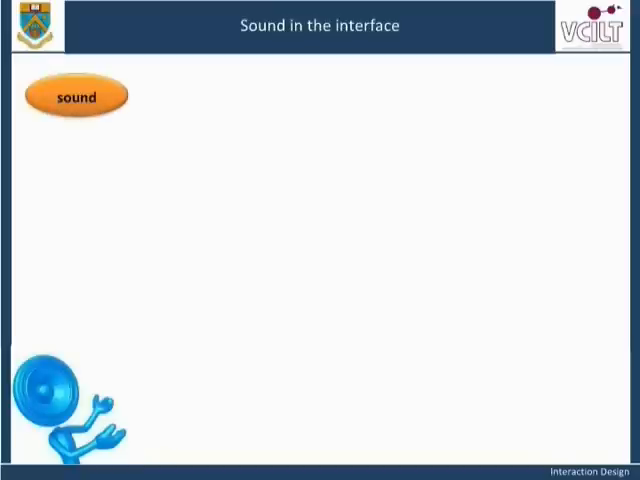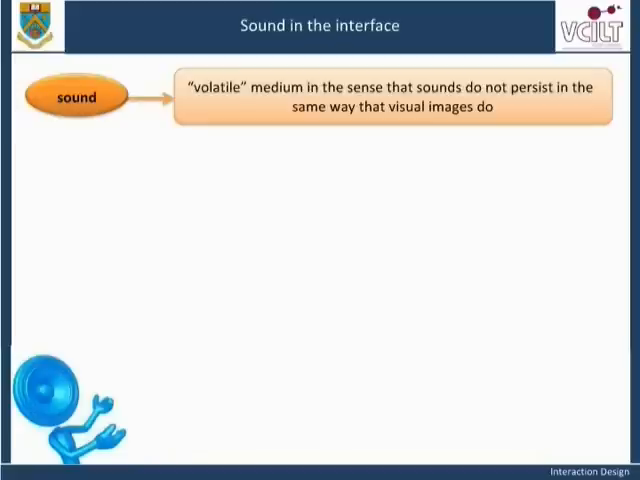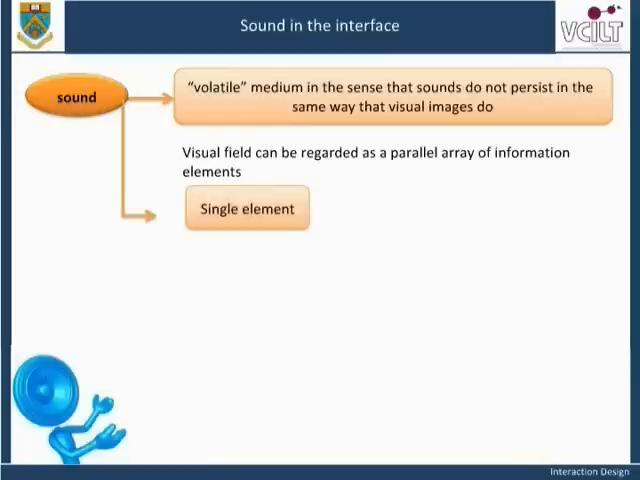In contrast to vision, sound is a volatile medium in the sense that sounds do not persist in the same way that visual images do. Or, to put it another way, the visual field can be regarded as a parallel array of information elements, each of which may remain constant or may vary over time. Sound, on the other hand, can be seen as a single element described by its pitch, timbre, and intensity that may vary over time, and the rate at which it varies, or carries information, or is perceived, is not under the control of the listener.